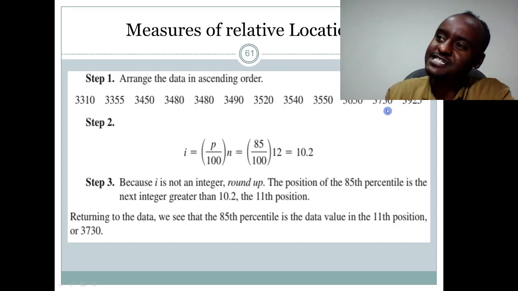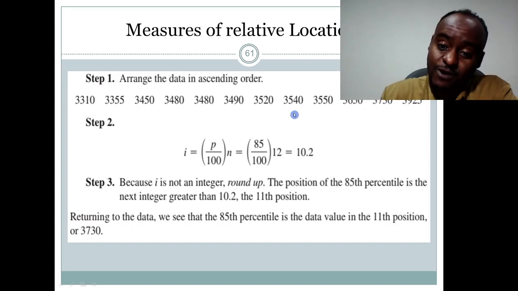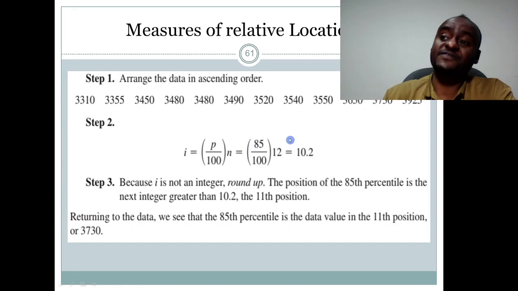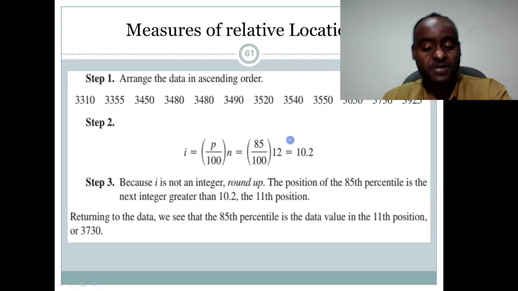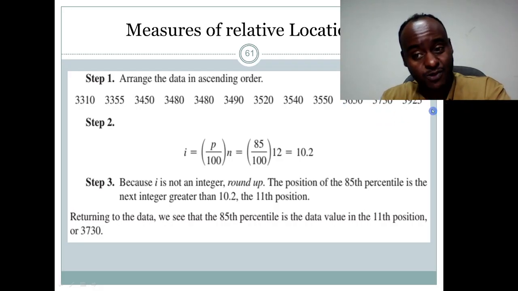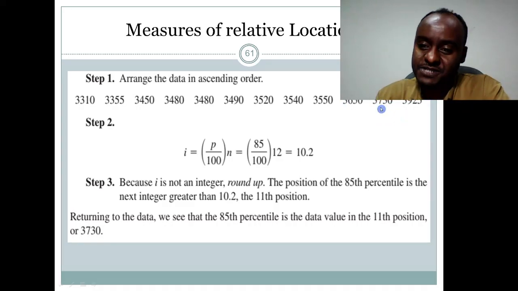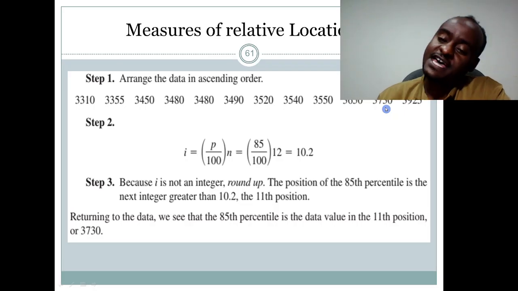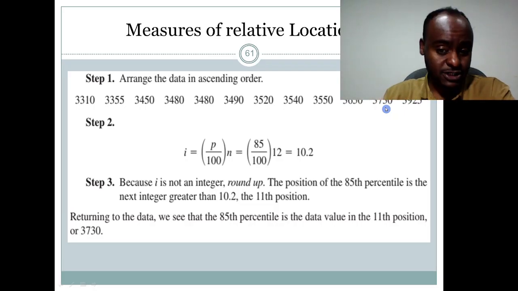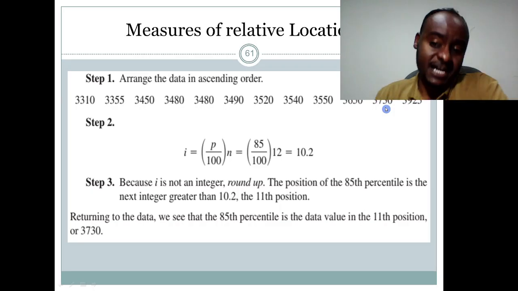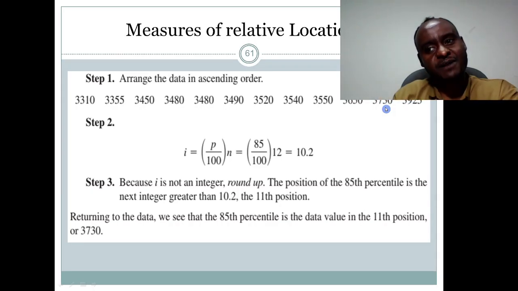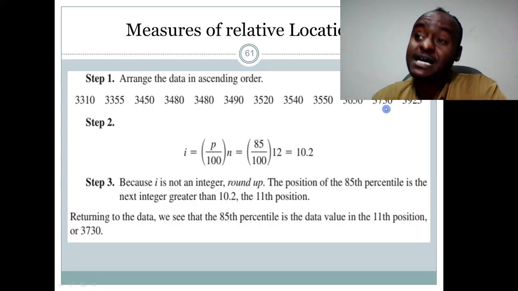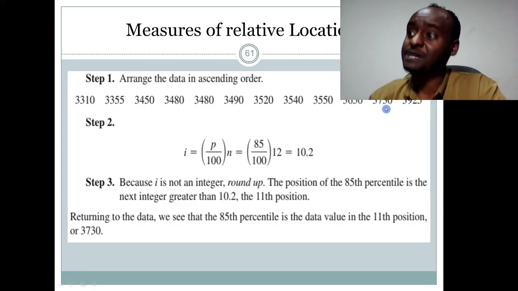On the other hand, 100 minus 85 is 15, right? So 15% of the observations are greater than or equal to this value, 3,730. 85% of the total observations are less than 3,730, and 15% of them are greater than that. That is how we make interpretations by using percentiles.